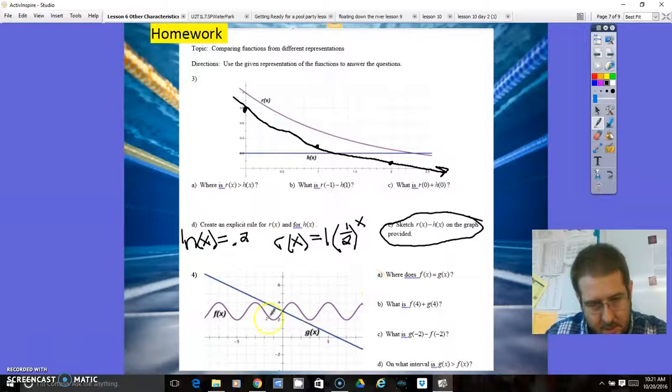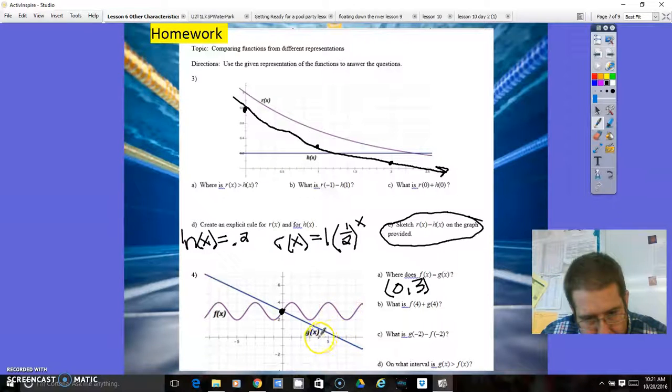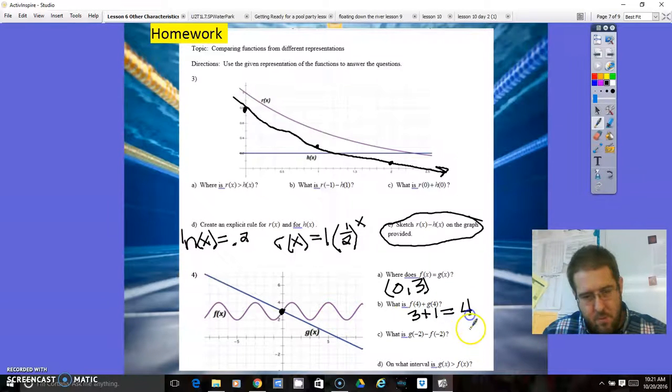Where does f of x equal g of x? Well, they equal each other right there. Where? At 0, 3. All right. Second question. What is f of 4 plus g of 4? F of 4 is, boom, boom, boom, boom. Looks like about 3 to me. G of 4 is 1. 3 plus 1, oh, I don't know. 4.